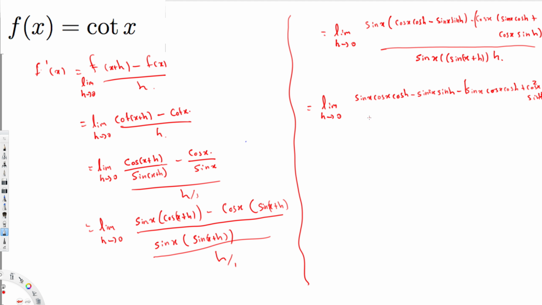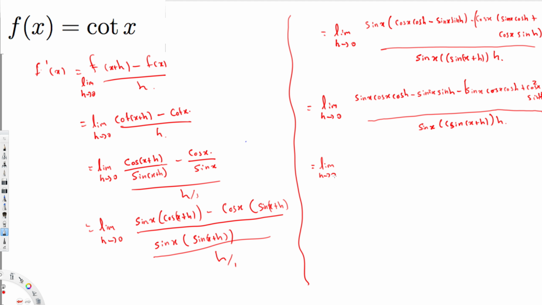And then in the bottom, the thing we have to remember is we should never expand the bottom, we always keep it as it is. The denominator we shouldn't expand at all. So it's sin x times sin of x plus h, times h. Then we can cancel. Okay, one more step.